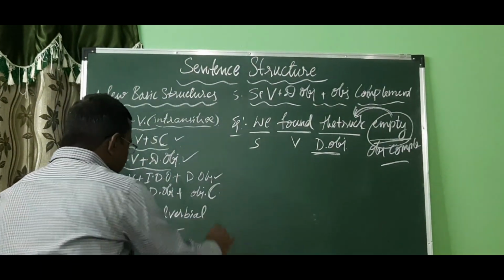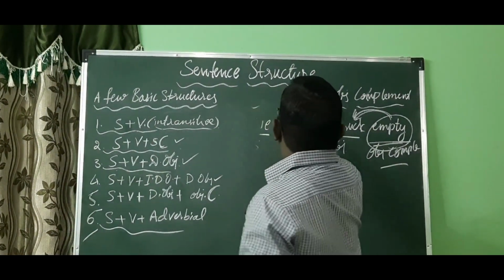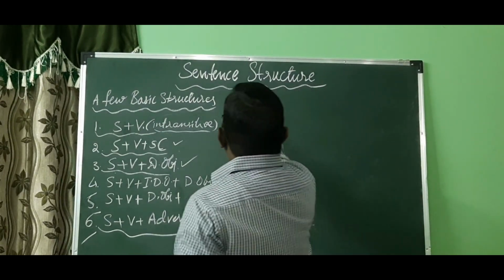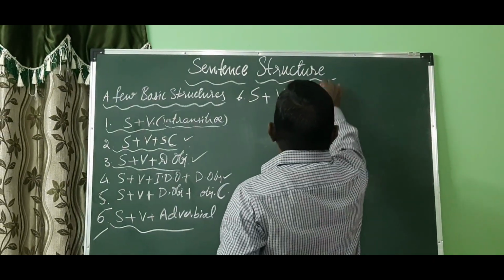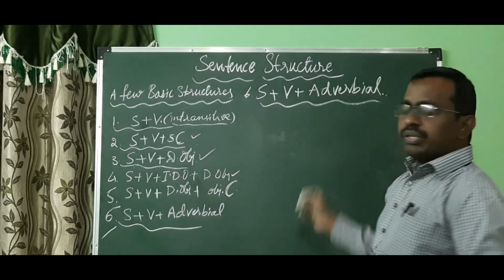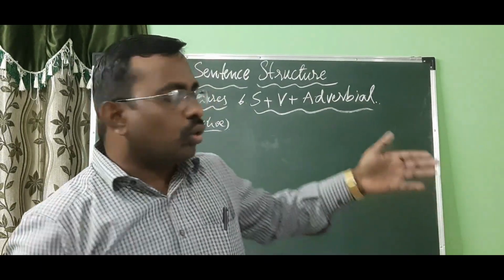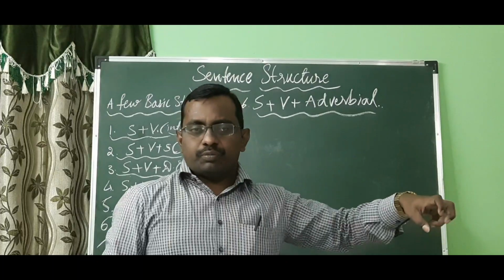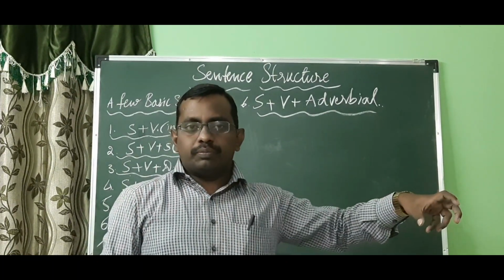Next one. Let us take another structure. Subject, verb, adverbial. The sixth one, subject, verb, and adverbial. So what is an adverbial? A phrase that functions as an adverb is called adverbial. Nothing to worry, right? A phrase that functions as an adverb. What is an adverb? A word that modifies a verb, right?